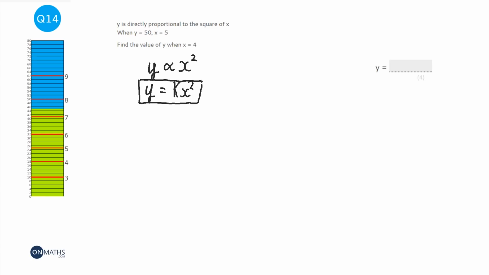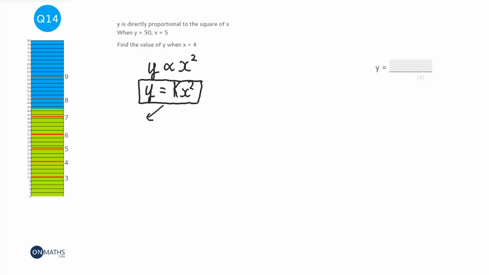Again, this question says y is directly proportional to the square of x. So to show proportional, we use this sign here. It looks like a fish. And it says that it's proportional to the square of x, so that's going to be x squared. Now to get rid of that fish, or alpha, whatever you would choose to call it, we need to introduce a constant which we call k on the right hand side. Like so. And actually a lot of students miss out that first step and just go straight to the second. y equals kx squared.